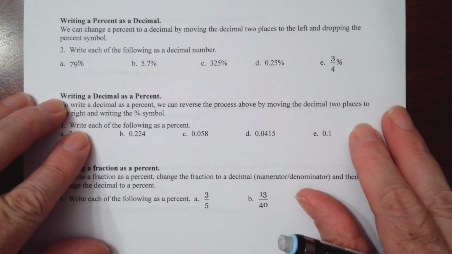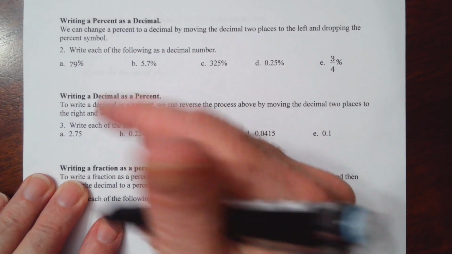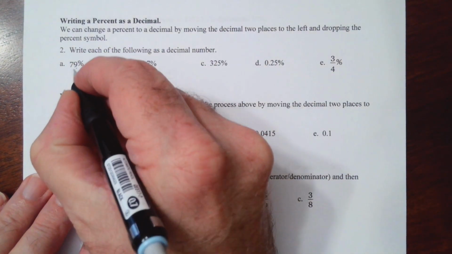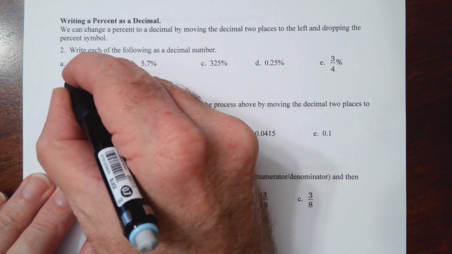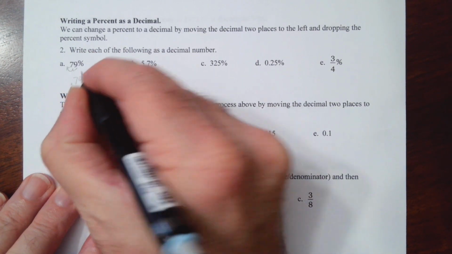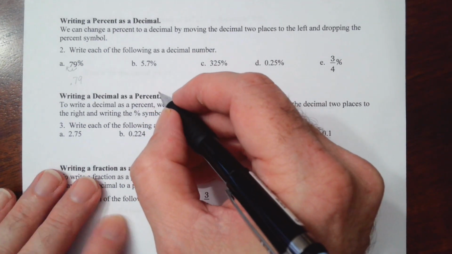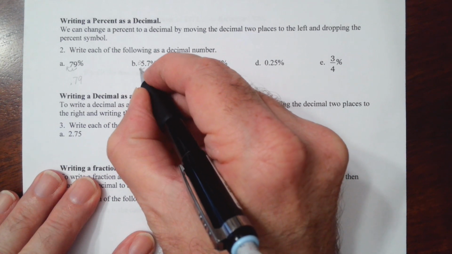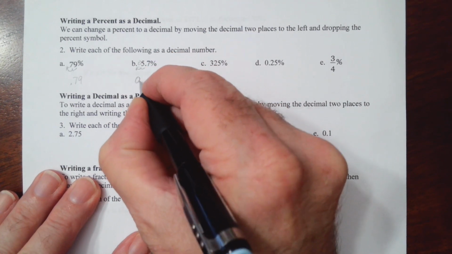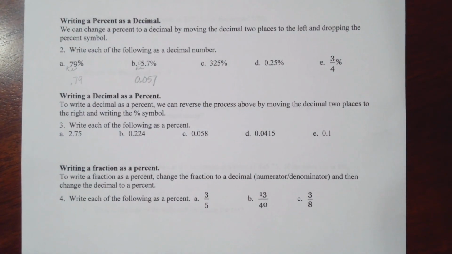All right, so let's go on to writing a percent as a decimal. We've already talked about how we do it, so that's what it's telling you here. So we're basically going to take our decimal and go 2 to the left, and so here we're at 0.79, and we drop the percent symbol. Here, let's see, 1, 2, we'll have 0.057. Why don't you go ahead and do the other 3, stop the video, and then you can see the solution.